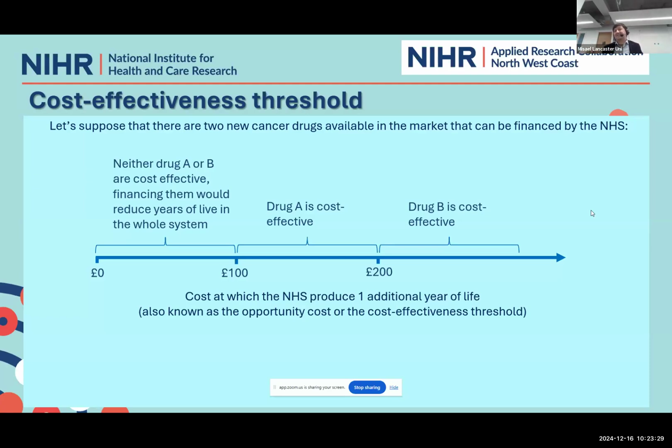Fortunately, we have a threshold. There are studies that show that the threshold is around 20,000 pounds to 30,000 pounds per QALY, which is quality adjusted life years. So we have an opportunity cost that NICE is using to decide which technology or which drug is coming into the system. So I hope this can explain more or less the basic idea of how we decide which drug or which technology is cost effective or not.